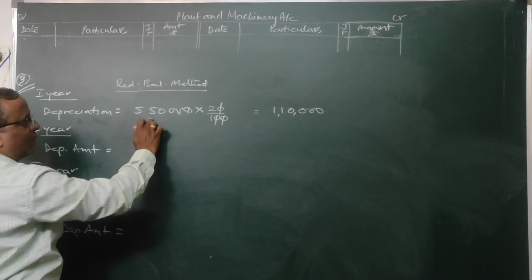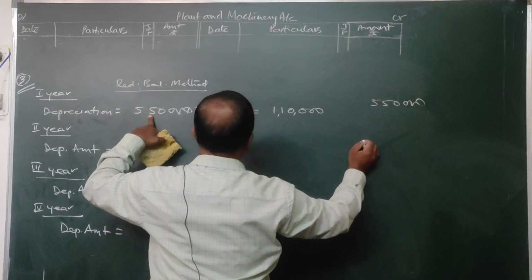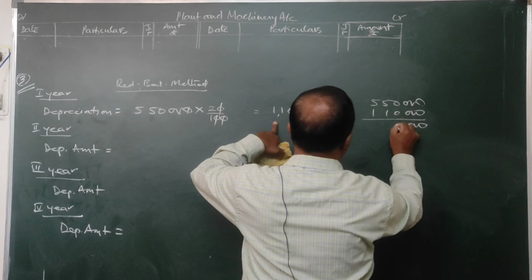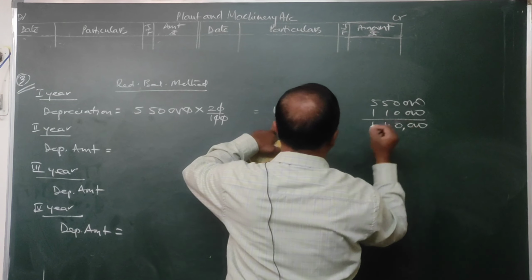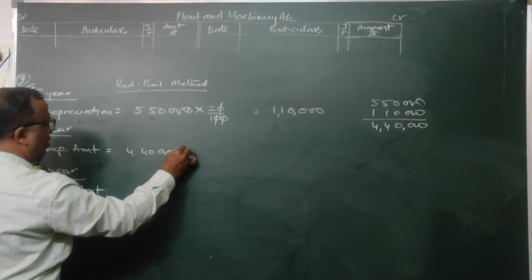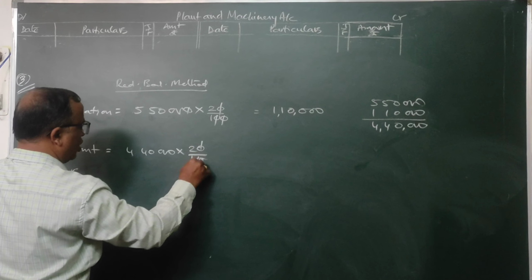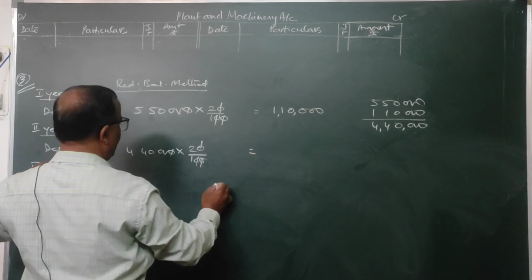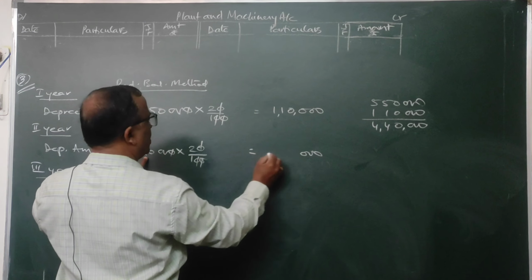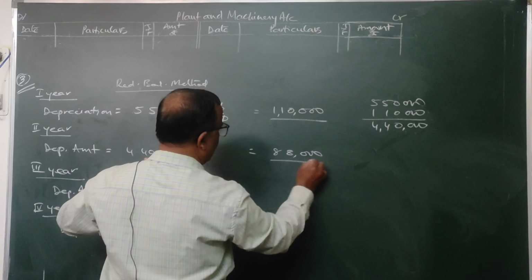In the first year the value was 5,50,000. Further, the depreciation of 1,10,000 you have subtracted. So how much remains? 4,40,000. So in the second year, on 4,40,000 we calculate depreciation at the rate of 20% again. Observe how much it will be: 3 zeros, 2 fours are 8, 2 fours are 8. 88,000 is the depreciation for the second year.